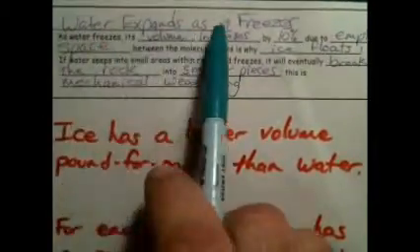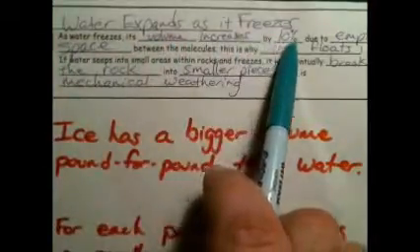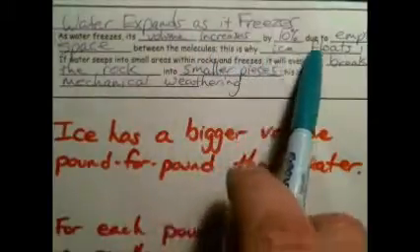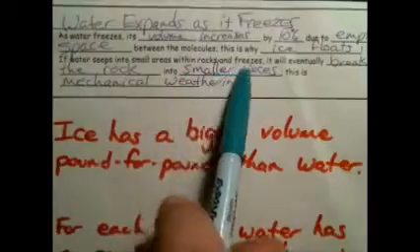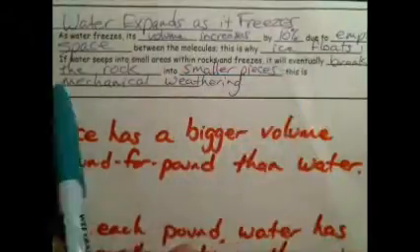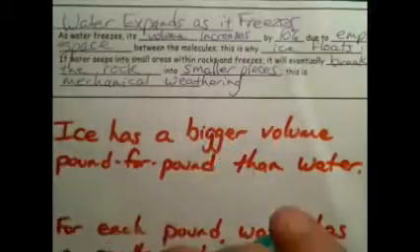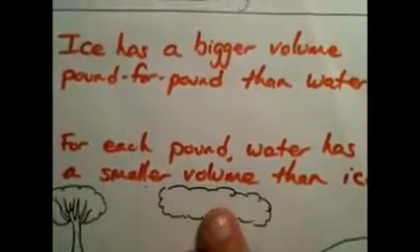Water expands as it freezes. As water freezes, its volume increases by 10% due to empty space between the molecules. This is why ice floats. If water seeps into small areas within rocks and freezes, it will eventually break the rock into smaller pieces. This is mechanical weathering. And I would like you to write down some more stuff in this blank area.